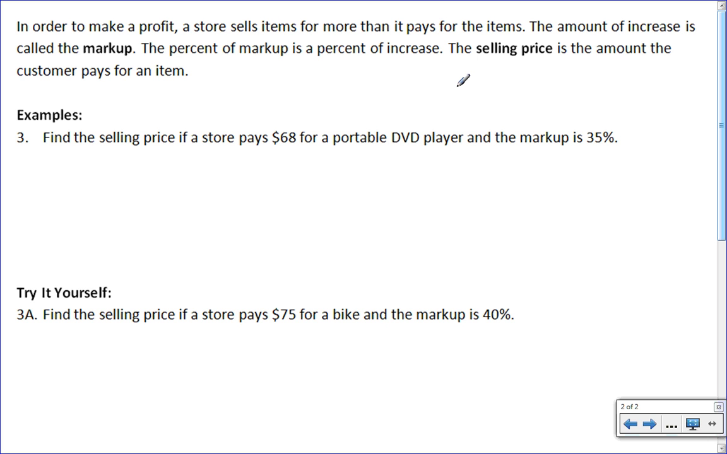And there will be two ways to approach these problems. We'll see that on example 3. It says, find the selling price if a store pays $68 for a portable DVD player and the markup is 35%. So here's method 1.